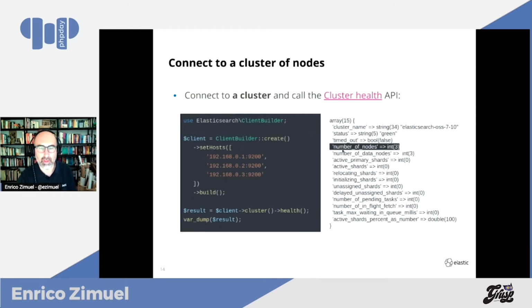For instance, I'm just highlighting the number of nodes in this associative array, and you can have active primary shards, number of data nodes, etc. These are all information about the specific nodes, because in Elasticsearch you can have specific nodes for each role: the master node, the data node, the replica node, etc.